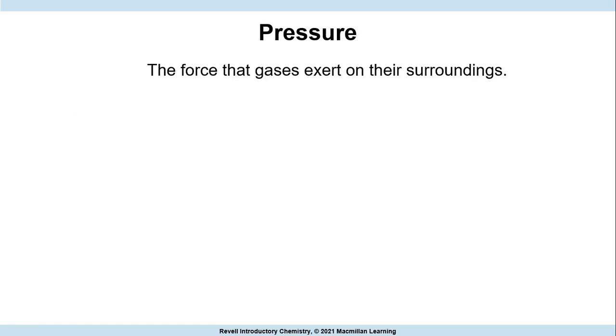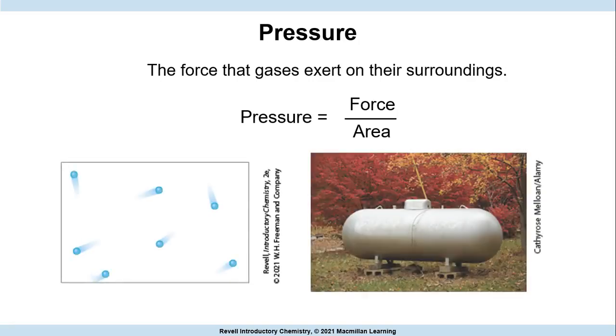Now let's look at what pressure is all about. Pressure is the force that gases exert on their surroundings, and pressure is given by the formula force over area. Now, when you have gas particles in a container, the gas particles collide with the walls of the container, and as they collide, the collisions lead to a force. They exert a force on the walls of the container, thereby generating a pressure. So the pressure of the gas is given by the force exerted by the gases on the walls over the area of the container.